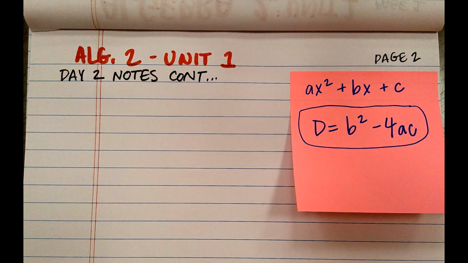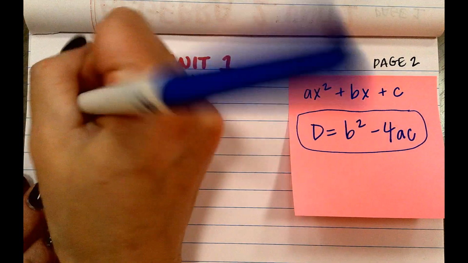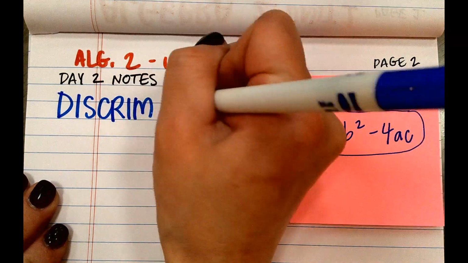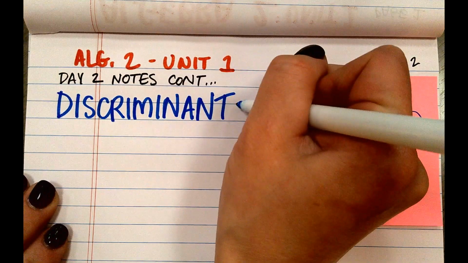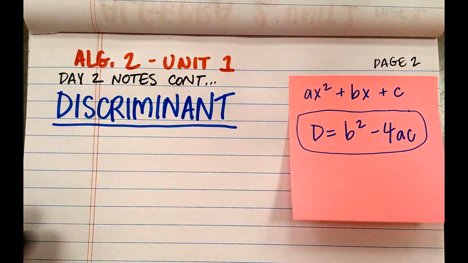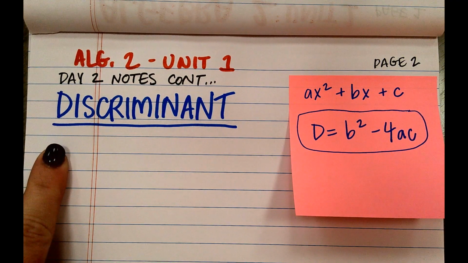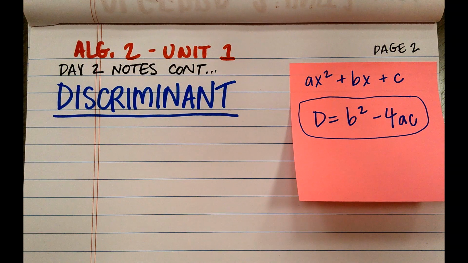And one more time, I'm just going to write on the top of this page "Discriminant," so that when you're looking back in your notes, you know that that's what's happening on this page. Okay, so we are going to find the discriminant of a quadratic equation that I give you.